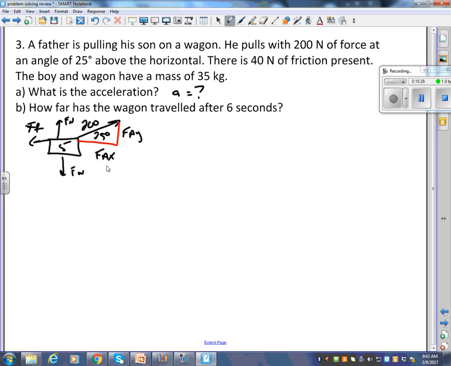I'll give you a hint. Find FAX. Remember your grade 9 trig? Right? This is a right triangle. Is it always going to be a right triangle? Yeah. The x and y components are going to be perpendicular to each other. And this is adjacent, so which one is it? Sine, cos, and tan? Cosine has adjacent in it, right? Remember all that stuff? No?